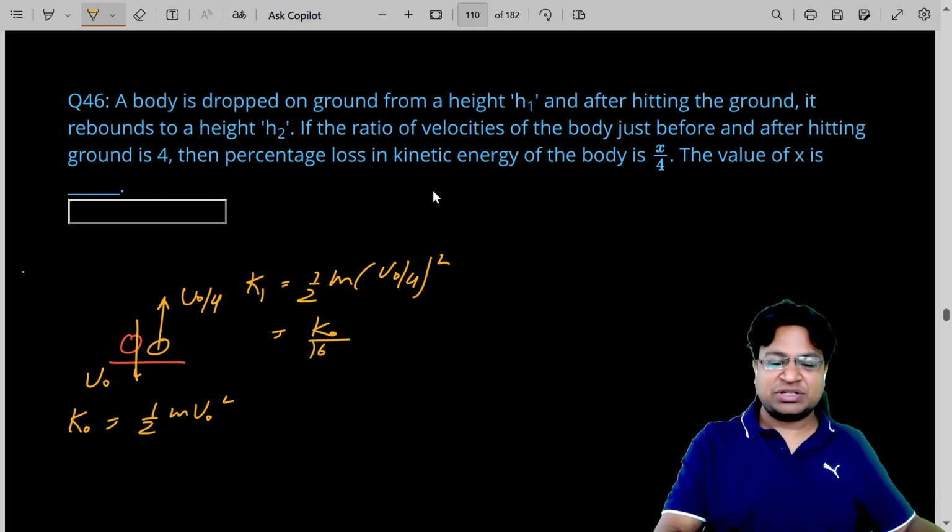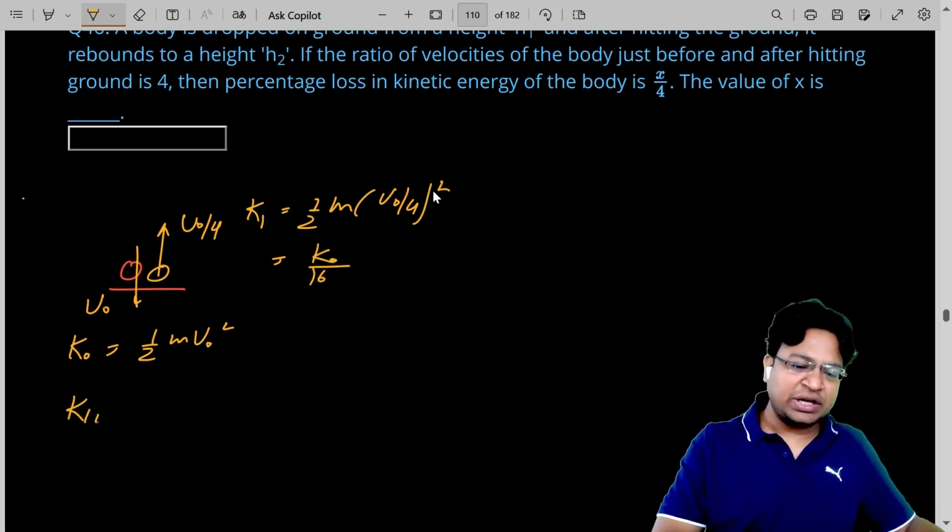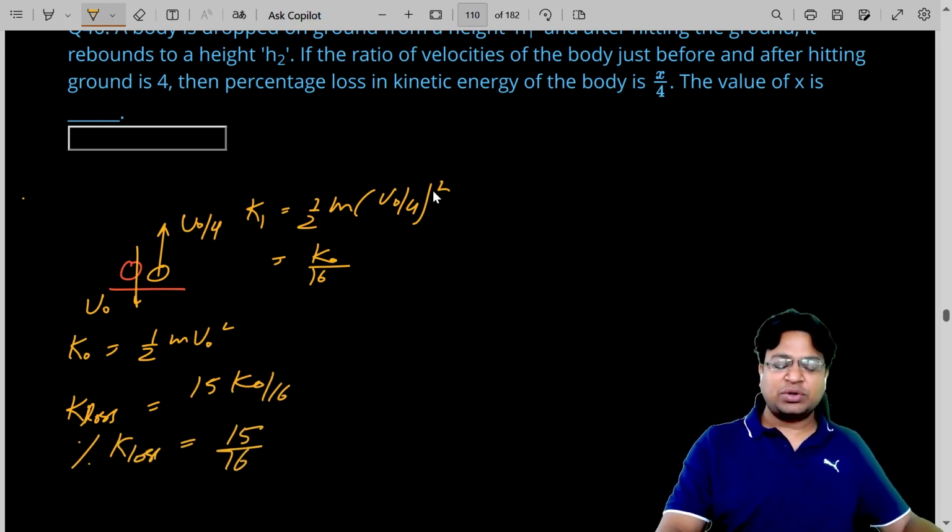All right, it is K naught by 16. So the loss in kinetic energy is actually K naught minus K naught by 16, so that is 15 K naught by 16. And if I'm trying to calculate the percentage loss, then it would be 15 by 16 into K naught divided by K naught. So K naught will be gone, and then into 100.